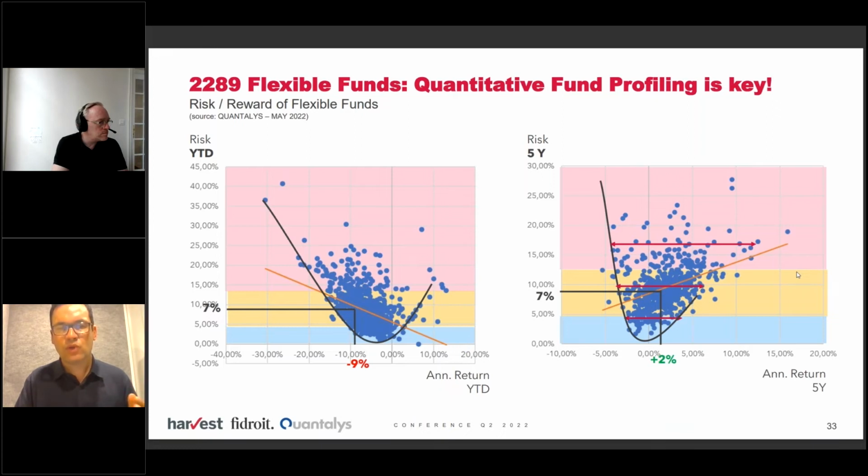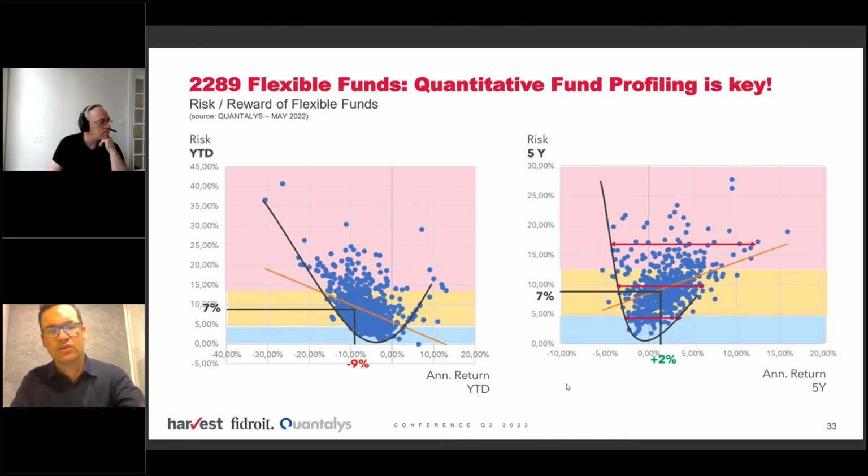First, because you have 2,289 different funds. Clearly, quantitative analysis will help you to analyze this universe. You have the risk-return analysis where each point is a fund. With Quantalys, you are able first to monitor and calculate on average the return this year. So on the left, you have -9%, as you can see now.